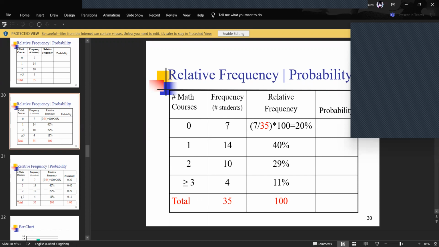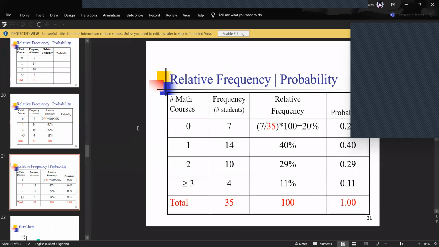So for frequency, the number of students taking 0 maths courses is 7. The total number of students is 35. So 7 divided by 35, multiplied by 100, is 20%. Then they repeated that process: 14 divided by 35, multiplied by 100%, is 40%. 10 divided by 35, and I think you get the idea.